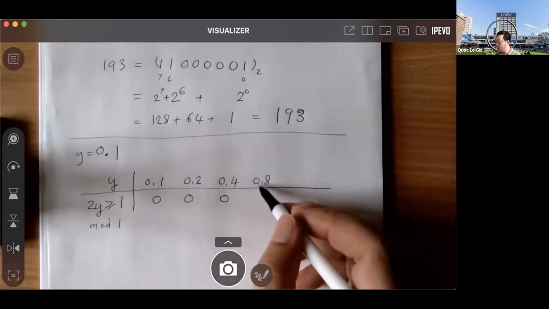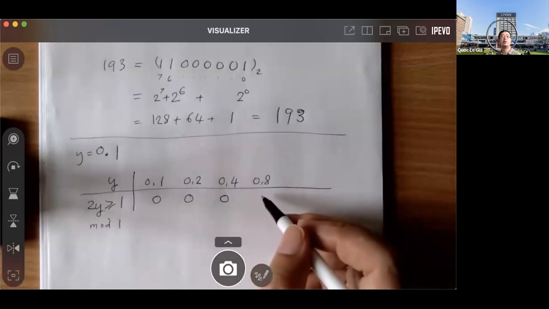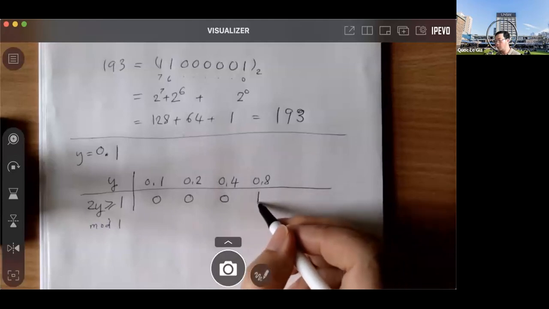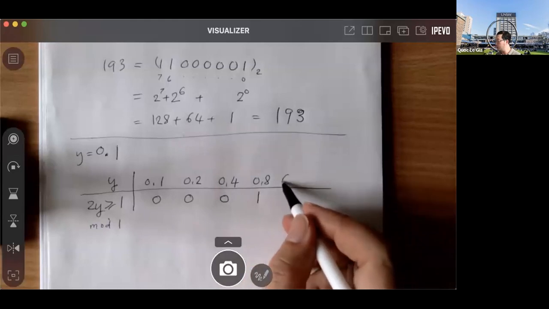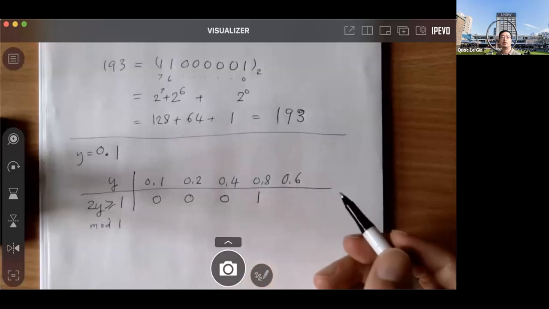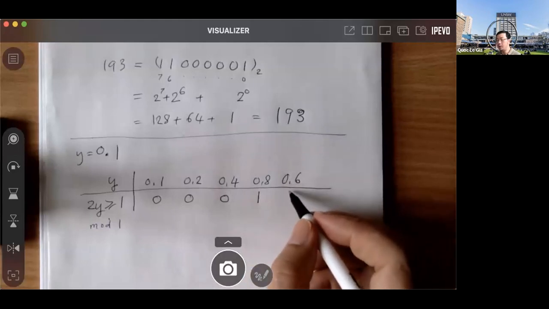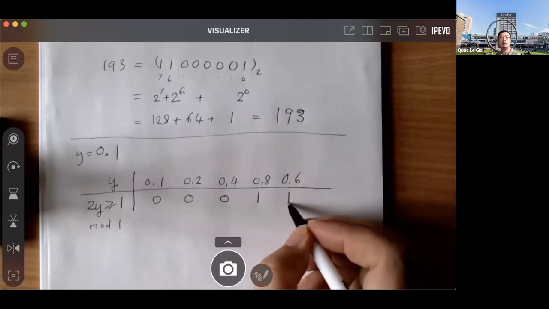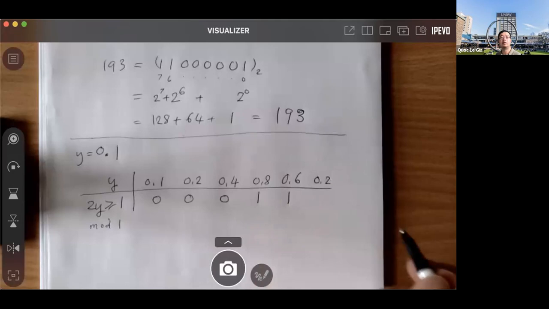Okay, so now 0.8, you multiply by 2, then you got 1.6. So 1.6 is bigger than 1, so you write 1 here. But 1.6, remember, you modulo 1, then it becomes 0.6. So you take off 1. And then 0.6, when you multiply by 2, you got 1.2. So 1.2 is bigger than 1, so you write 1 here. And then modulo 1, so you got only 0.2 here.